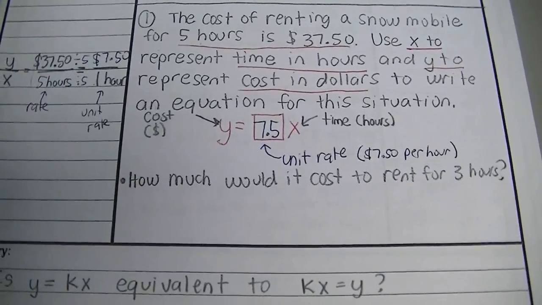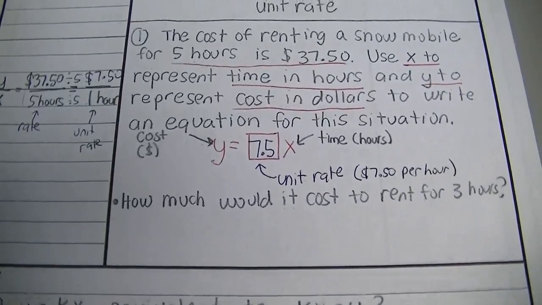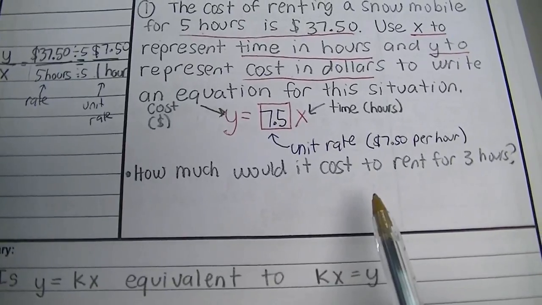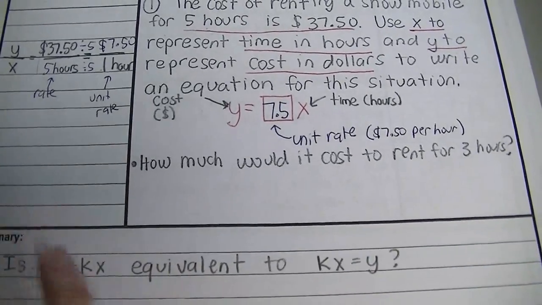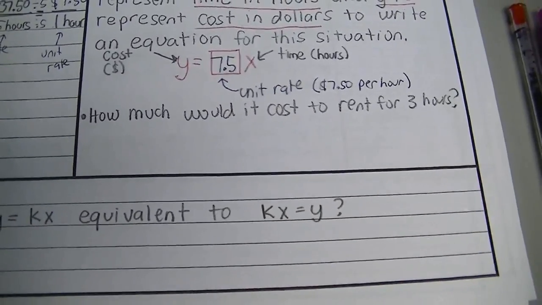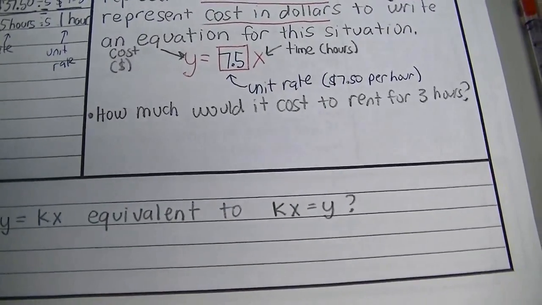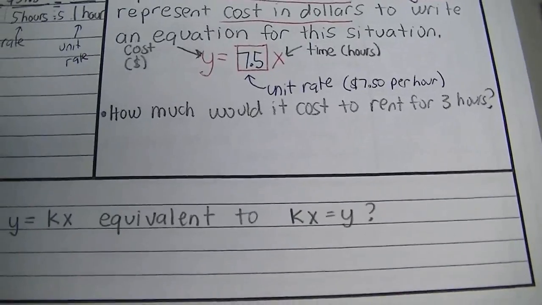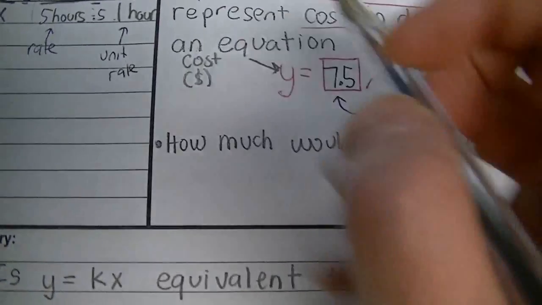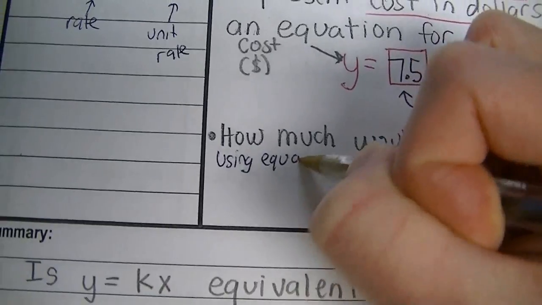Okay. So now it says how much would it cost to rent for 3 hours. So you're going to rent that snowmobile for 3 hours. And we know that 5 hours cost this much, so we have to break it down to figure out how much 3 hours would cost. And I want to show you 3 different ways to do this problem. We've talked about many different ways to figure this out, and there's at least 3 different ways to solve this problem. And the first way I want to show you is just using this equation, okay? So the first way, I'm going to write using equation, and then I'm going to show you how to do that.